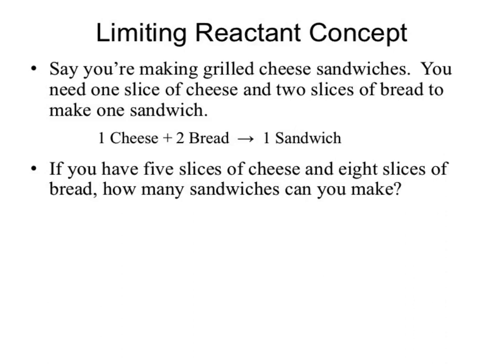Limiting reactant concept. Okay, so we're going to look at this one kind of quickly. Grilled cheese sandwiches. Okay, you need 1 slice of cheese, 2 slices of bread, and you make 1 sandwich. So there we go, right? There's our recipe. 1 cheese, 2 bread, 1 sandwich. You have 5 slices of cheese, 8 slices of bread. How many sandwiches did you make? 4. You did that awfully fast. How'd you do that? Because it takes 2 slices of bread and you get 4, and then you have an extra cheese left over to try.